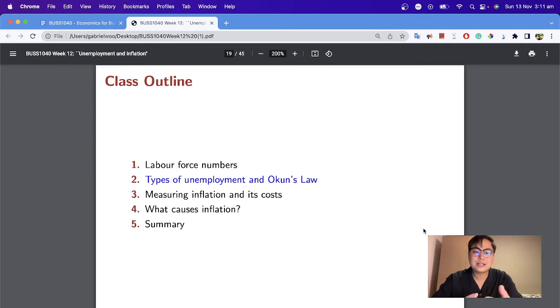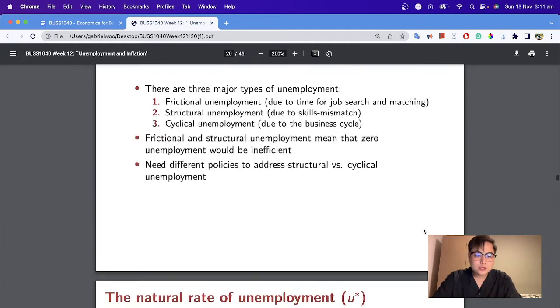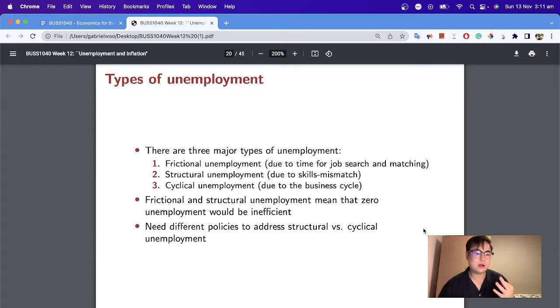Let's talk about the different types of unemployment and Okun's law. There's basically three different types of unemployment. You're either unemployed because you are between jobs. So you left the job due to firing, due to quitting, because of conflicts and whatnot, and then you're looking for another job. That's what we call frictional unemployment.